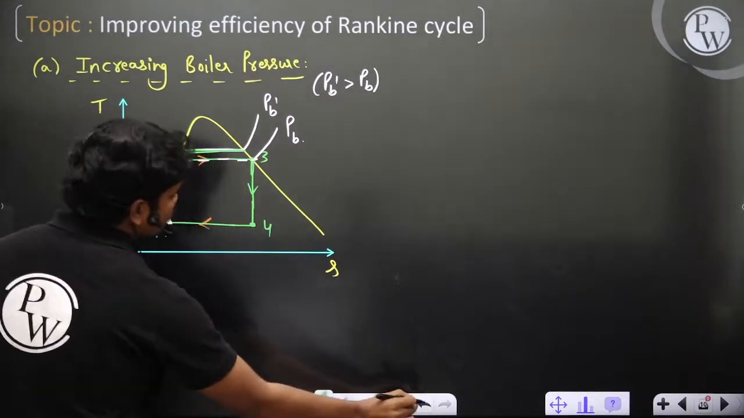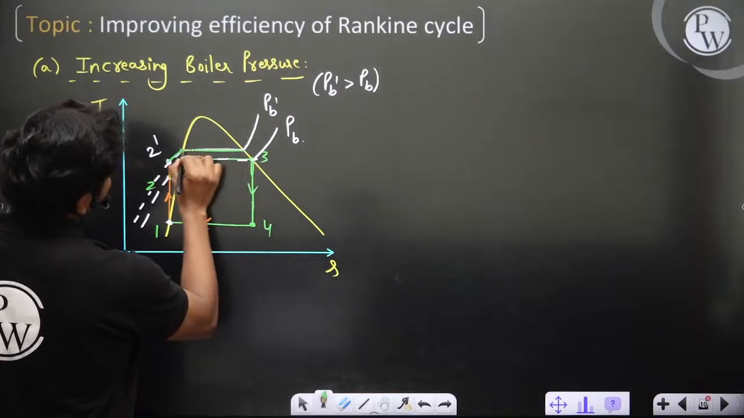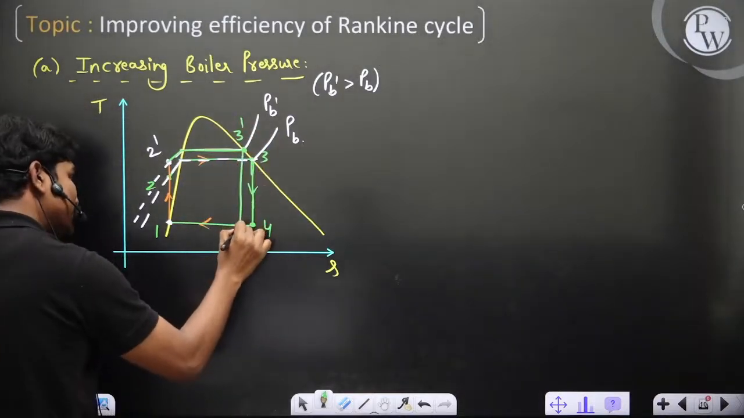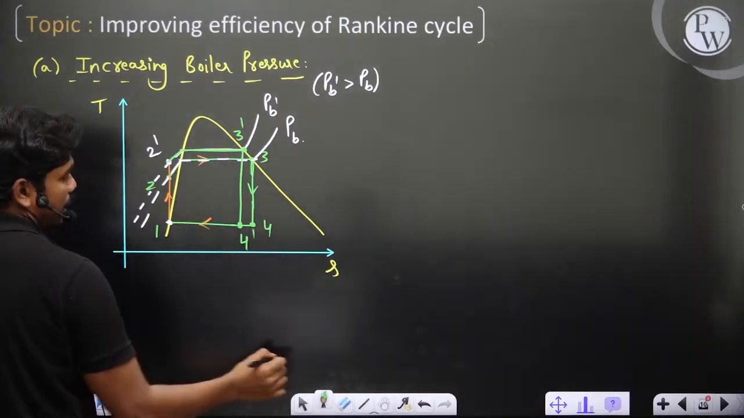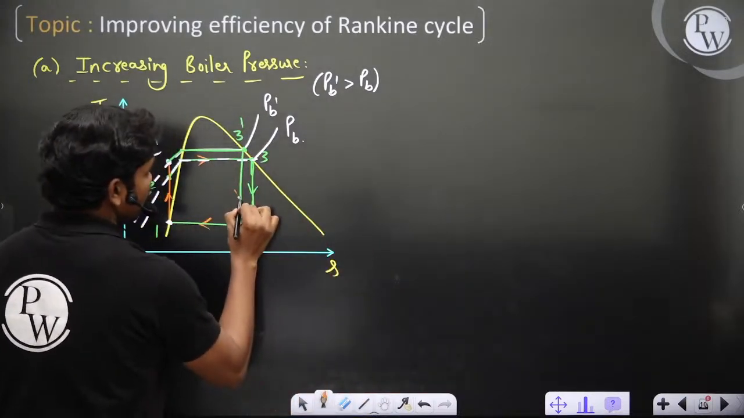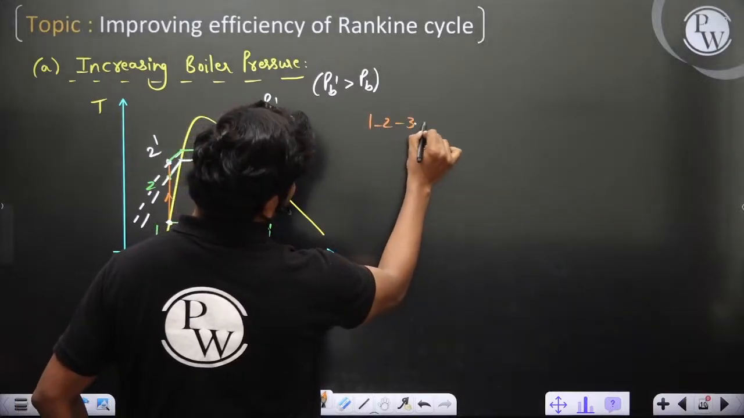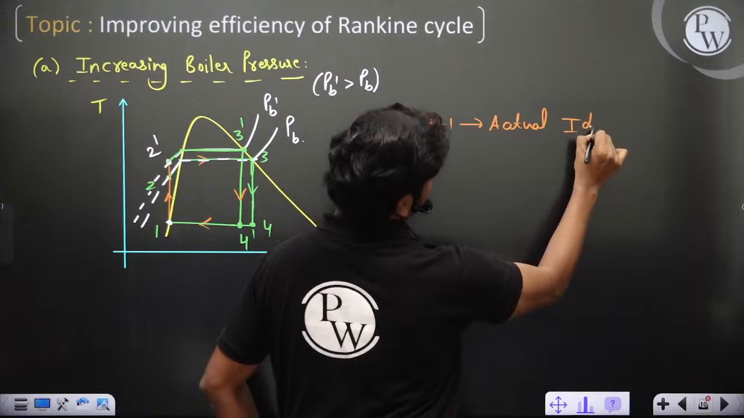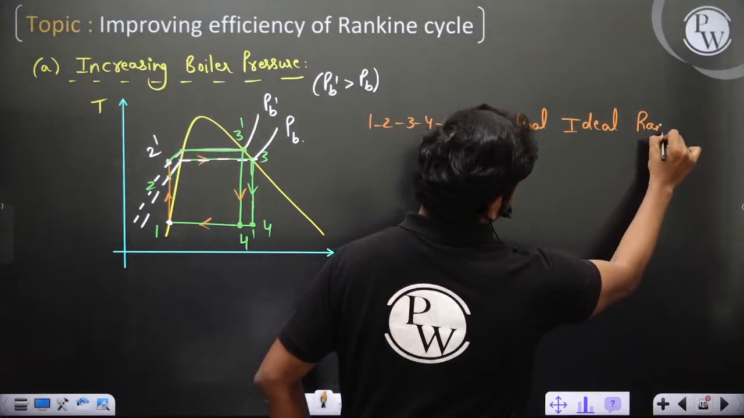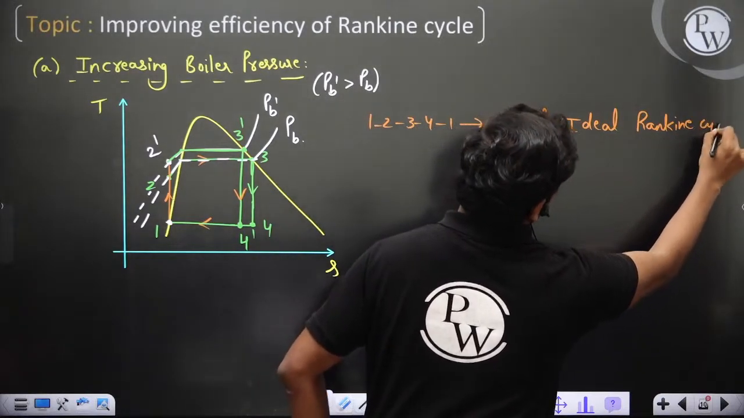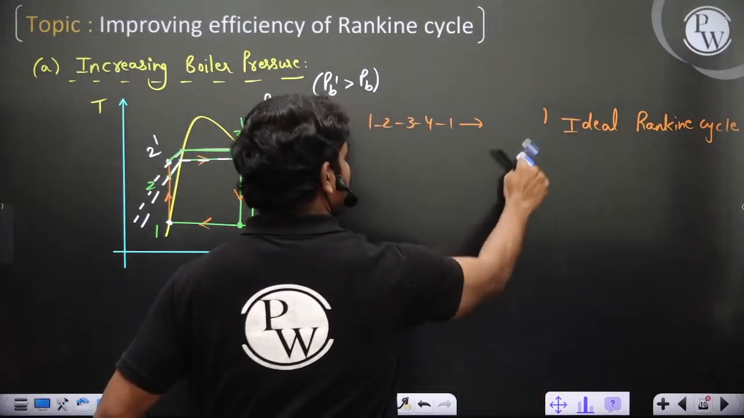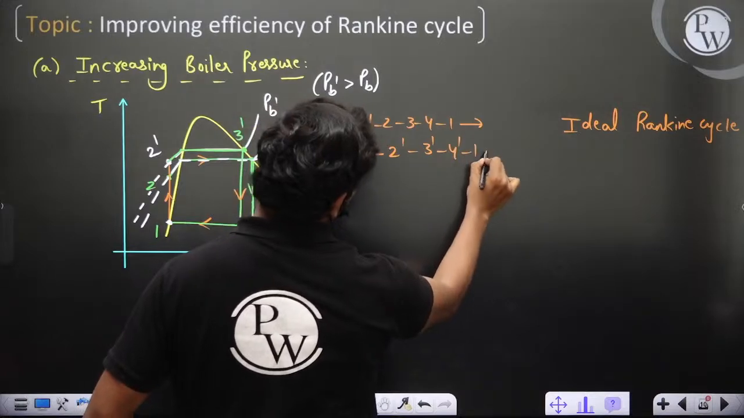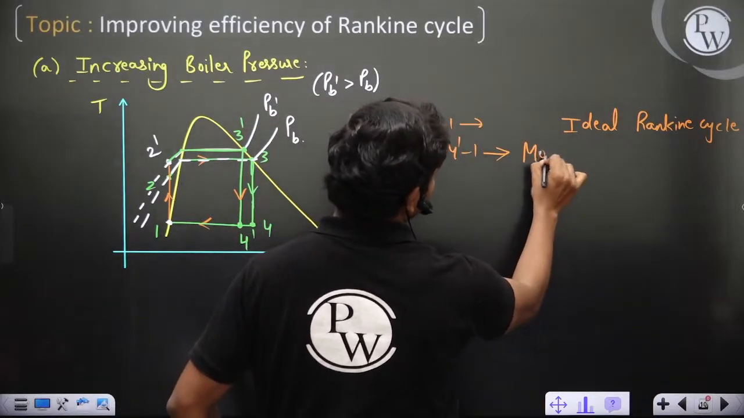Okay, so this is your case. So this point is actually your 3 dash. Then clearly 3 dash to 4 dash, you have this, and this is how you have the cycle. Okay, so 1, 2, 3, 4, 1 is the actual ideal Rankine cycle. Now 1, 2 dash, 3 dash, 4 dash, 1 is actually your modified Rankine cycle.